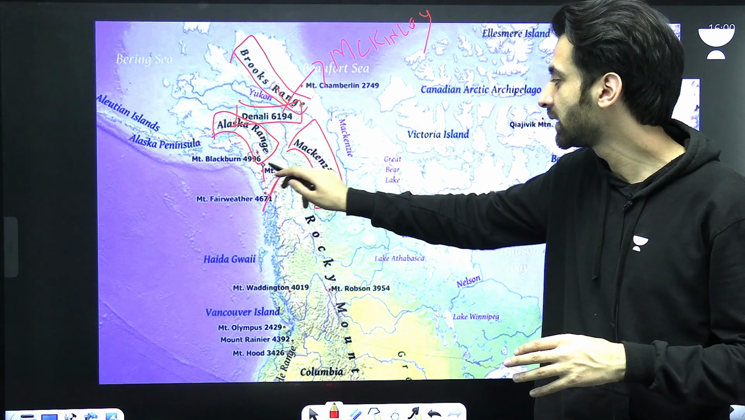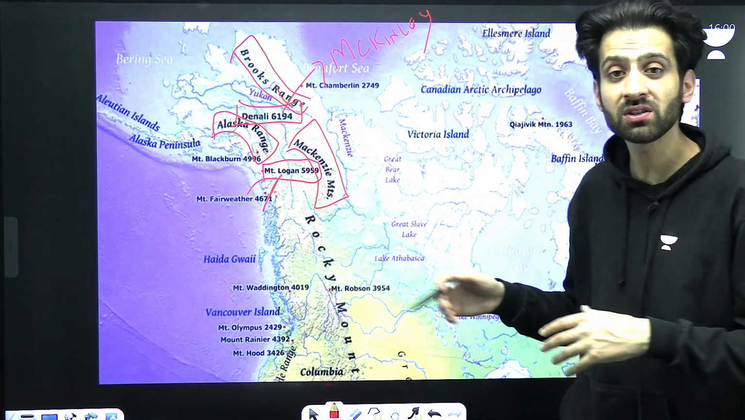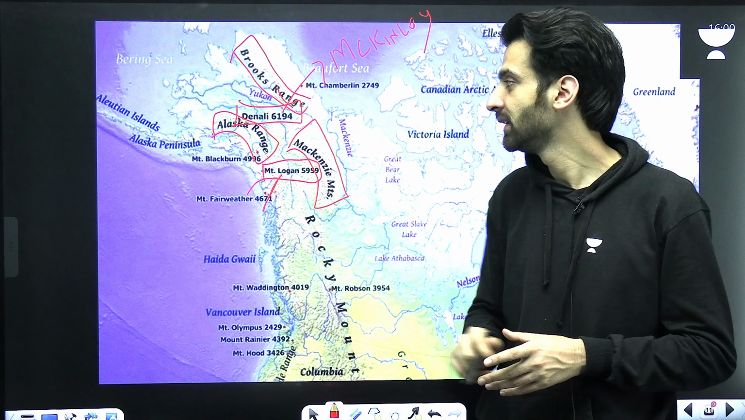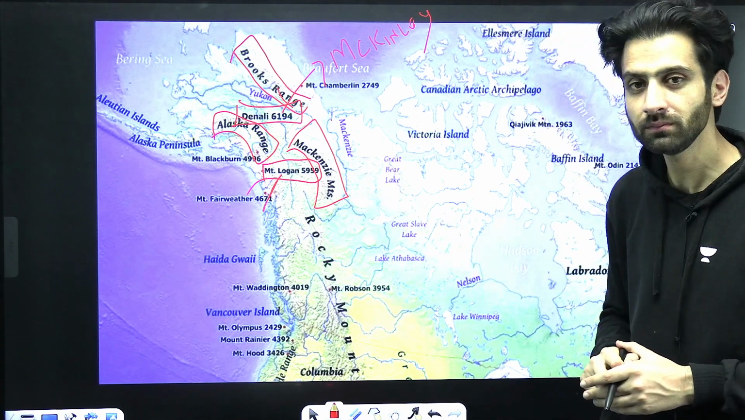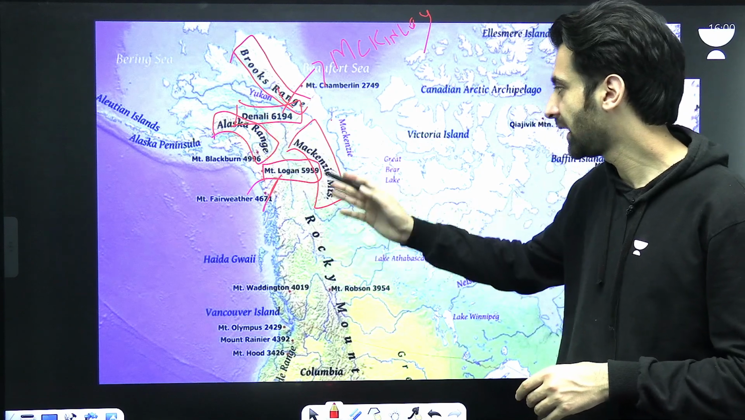And you will have Mount Logan here. Very important, one of the highest peaks in this region. One of the highest, not the highest. The highest is Denali or Mount McKinley. This is about some of the very important peaks that we need to learn in Alaska and Canada.